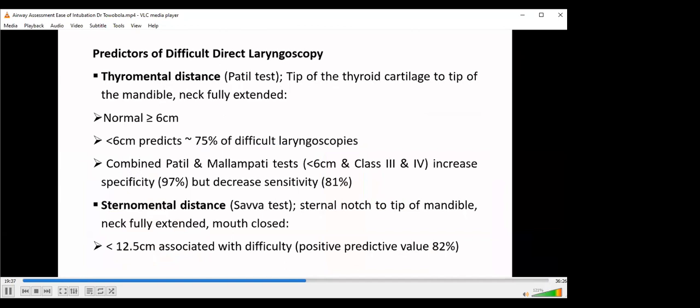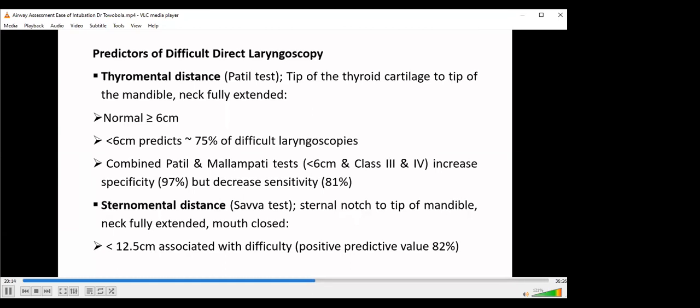Thyromental distance, or the Patil's test. This is the distance between the tip of the thyroid cartilage to the tip of the mandible with the neck fully extended. The normal distance is greater than or equal to 6 centimeters. Less than 6 predicts about 75% of difficult laryngoscopies. Combining the Patil and the Mallampati test increases specificity but decreases sensitivity.